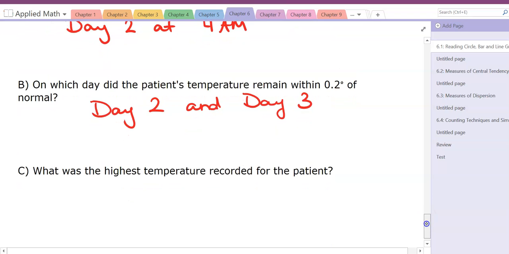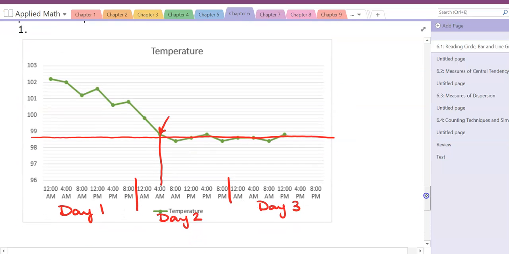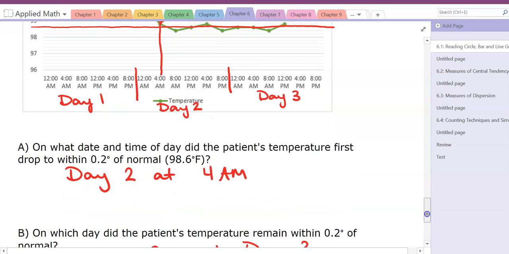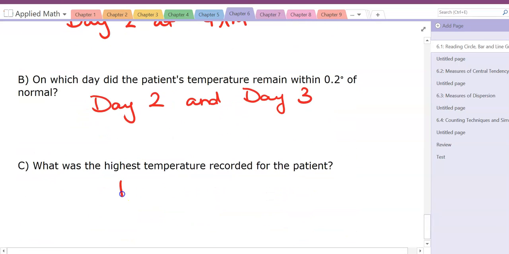Part C says, what was the highest temperature recorded for the patient? The highest point's right here. 100.2 or 102.2, right? So we would say 102.2 degrees. I'm assuming it's in Fahrenheit anyway. They're talking about normal, and 98.6 Fahrenheit would be normal for us. That would not be normal if that was in Celsius. You'd be dead. Okay. All right.